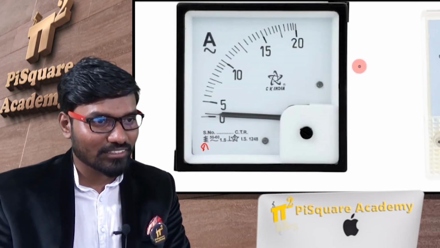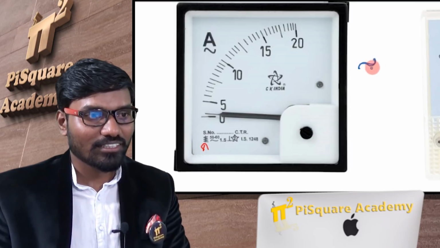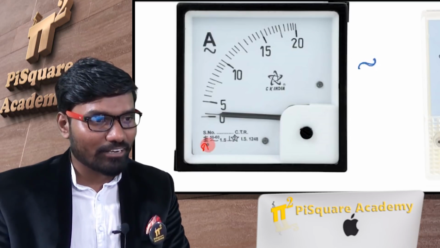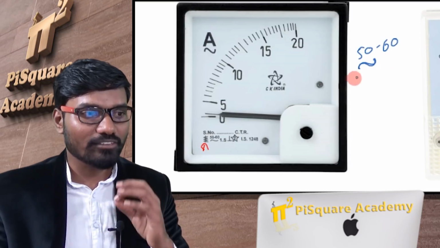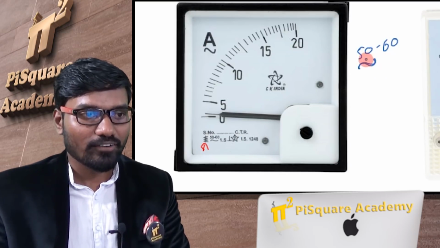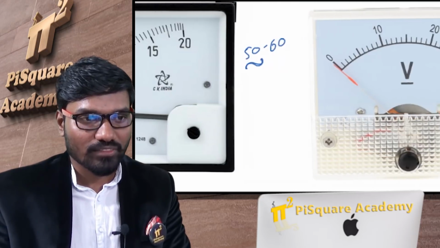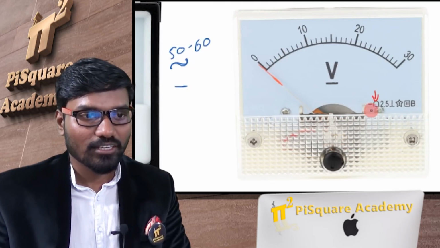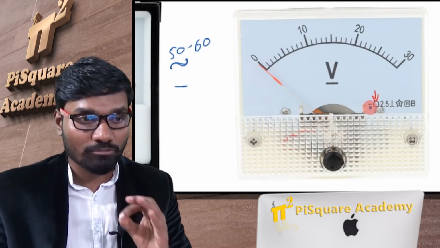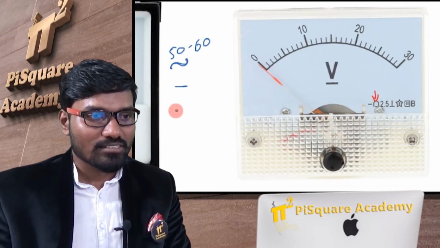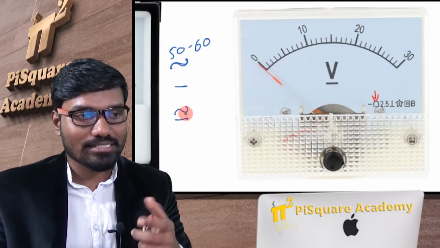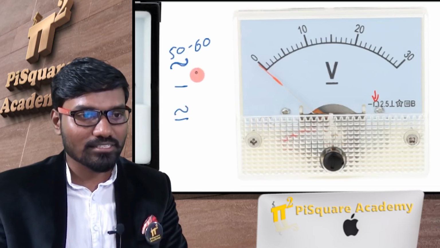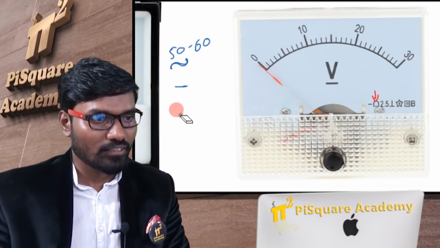Now look at this. There is a symbol here. It works for AC and frequency range is also given 50 to 60 Hertz. Means this meter will work accurately for AC with frequency 50 to 60 Hertz. This straight line is there, means it works for DC. Some meters do have something like this, means they work for both AC as well as DC. Okay, there are symbols for AC and DC operation.